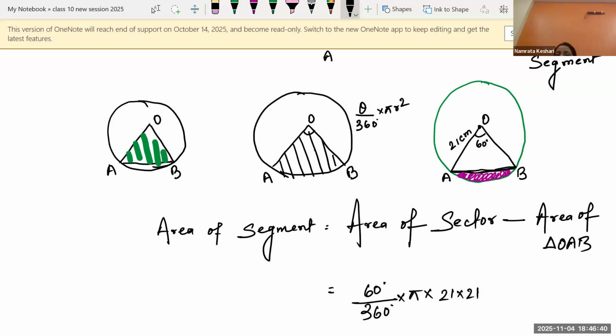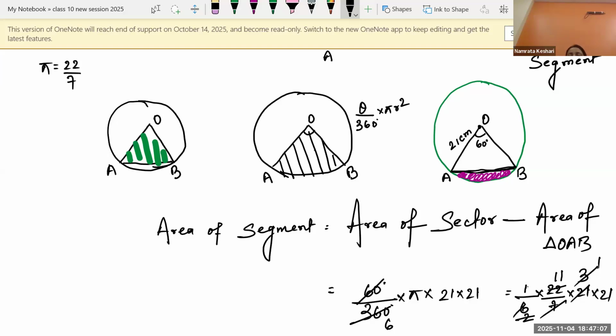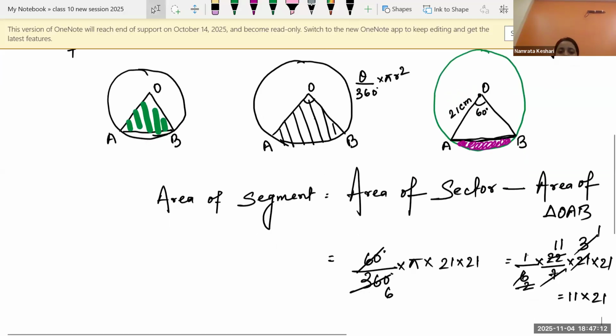So yeah, we are allowed to take pi as 22 by 7. So we can take pi as 22 by 7 over here, and we'll be getting 6 times 36, and pi is 22 by 7. So 1 by 6 into 22 by 7 into 21 into 21. Yeah, we have to do the simplification over here, but we'll be able to do that. So 11 into 21, you are getting just that. That will be the area of the sector.